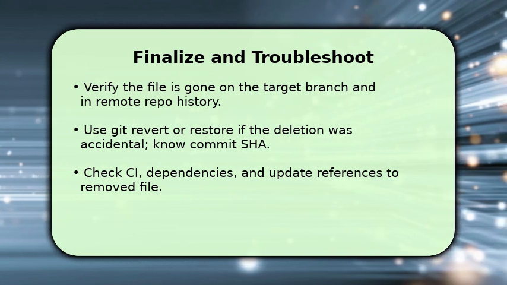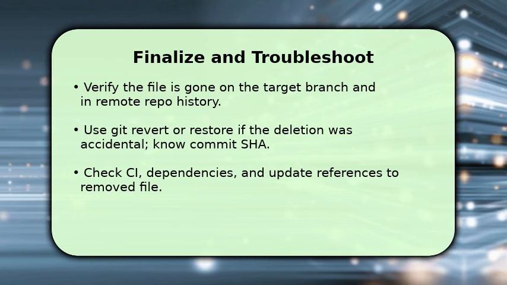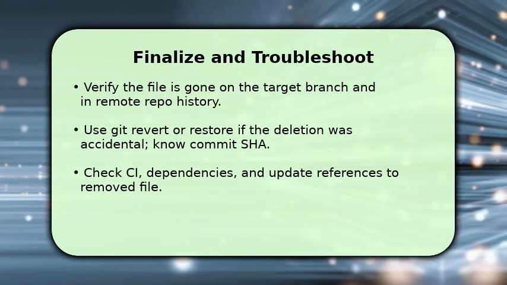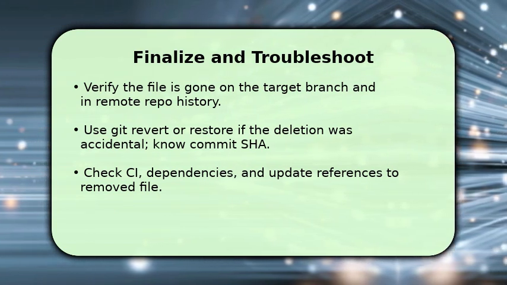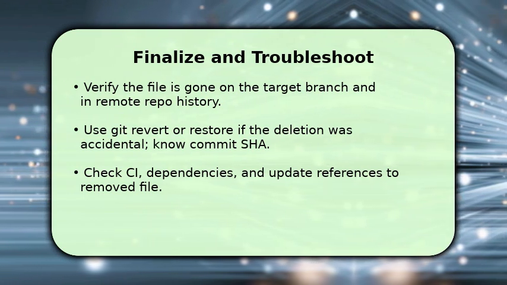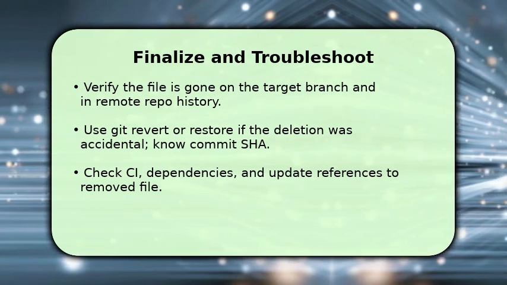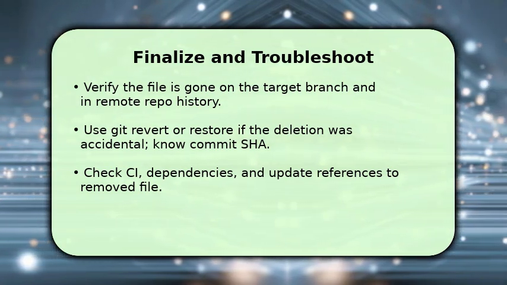If you accidentally deleted the file, you can recover it. Find the commit SHA and use git checkout SHA file or git revert commit to restore the change. This keeps history clean. Also scan the codebase for references or configuration that relied on the file and update them. If CI fails, examine logs for missing resources. Fixing references often resolves downstream errors.